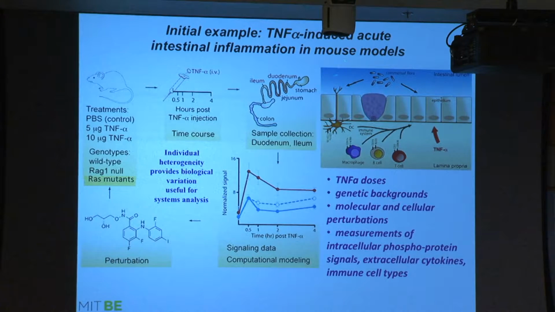So the very first one is just a very simple acute intestinal inflammation in mouse models, just TNF induced. So mice of various genetic backgrounds will be injected with TNF at different doses. And the TNF is going to do something. It's an inflammatory stimulus. And in particular, what we're interested in is what it does to the epithelium as a barrier function. And so I'll talk about measurements in a minute, but we'll talk a lot about the measurements of hyperproliferation and apoptosis. And the TNF is working on a background of the immune cells, so it's now perturbing the immune cell network and the way the immune cell network is interacting with the epithelial cells.